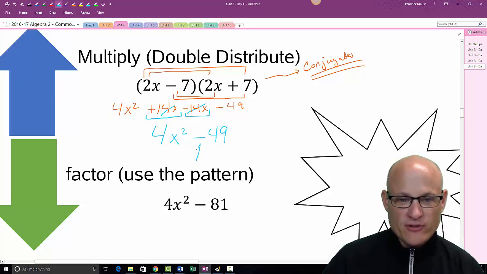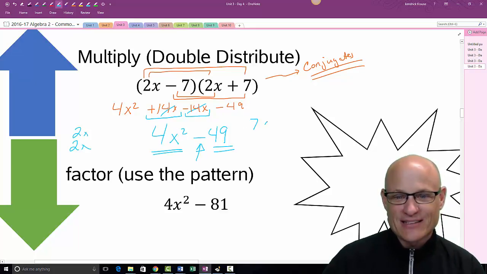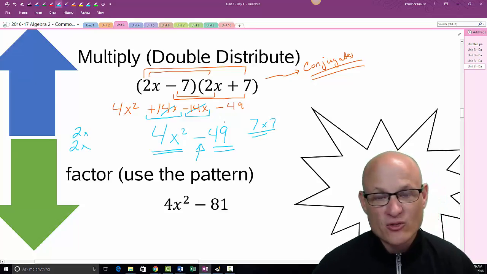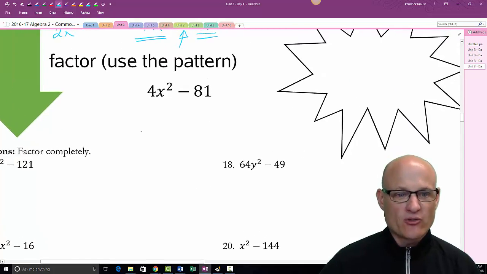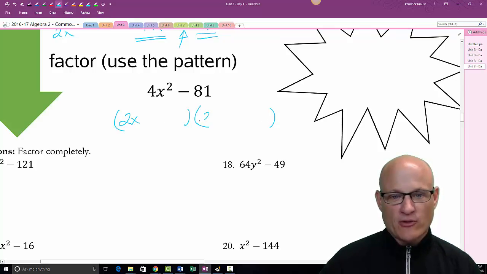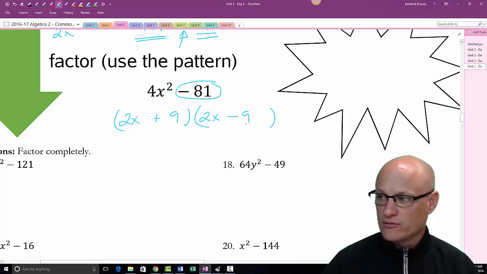Difference of two squares. This is a perfect square, and this is a perfect square. 4x squared is 2x times 2x. 49 is 7 times 7. So they're perfect squares. So when you factor the difference of two squares, what you're going to do is simply say, okay, I'm going to bust up the perfect squares, 2x and 2x. What multiplies to 81? Oh, positive 9, negative 9. Difference of two squares.